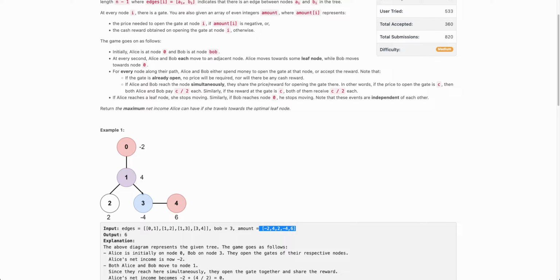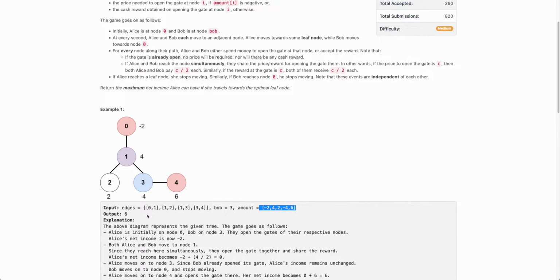One more constraint here is, let's say there is a node that Bob already visited. Then, if Alice visits that node again, she will not get anything. So, let's take an example. Let's say this is the tree. -2, -4, 2, -4, 6 are the values of each of these nodes. Alice will be at 0. Let's say Bob is at 3. Now Bob will move upward and Alice will go downward.